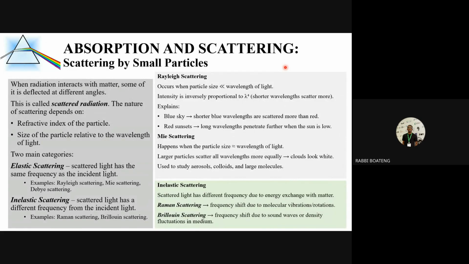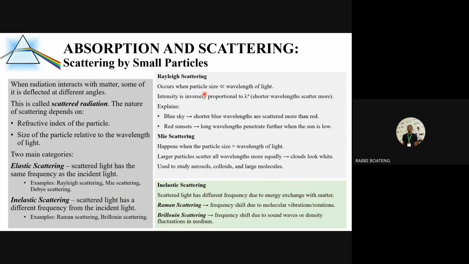As of now, we all know what elastic scattering is, and we all know what inelastic scattering is. I've explained that earlier. Under elastic scattering, we have Rayleigh scattering, Debye scattering, and Mie scattering. Now, anytime we have Rayleigh scattering, we expect that the particle size is supposed to be way smaller than the wavelength of the light. So if the wavelength of the light is 300 nanometers, we expect the particle size to be less than 300 nanometers. That is relatively very small.